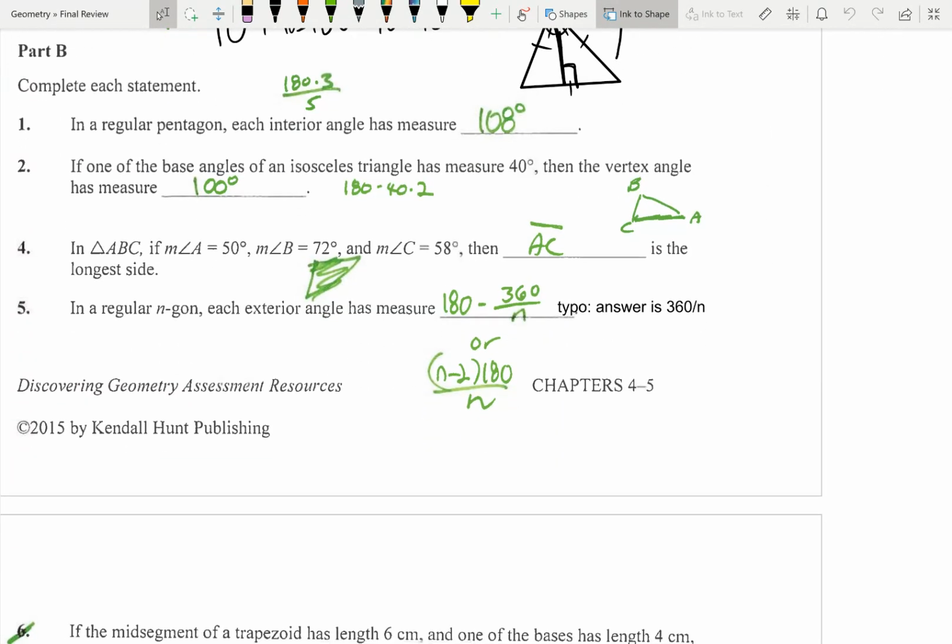Next, part B. In a regular pentagon, each interior angle has a measure of 108 degrees. That is because, and I think I showed you that before, 1, 2, 3, 4, 5.